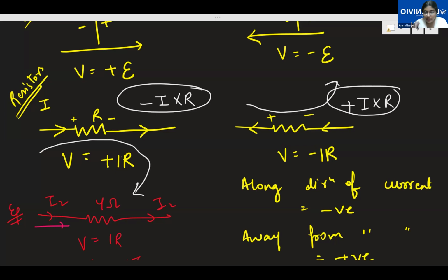The current's direction is fixed. You will apply KCL first and fix the direction of current. Then you will start moving. If you are moving along the direction of the current, then you have to write a negative sign.